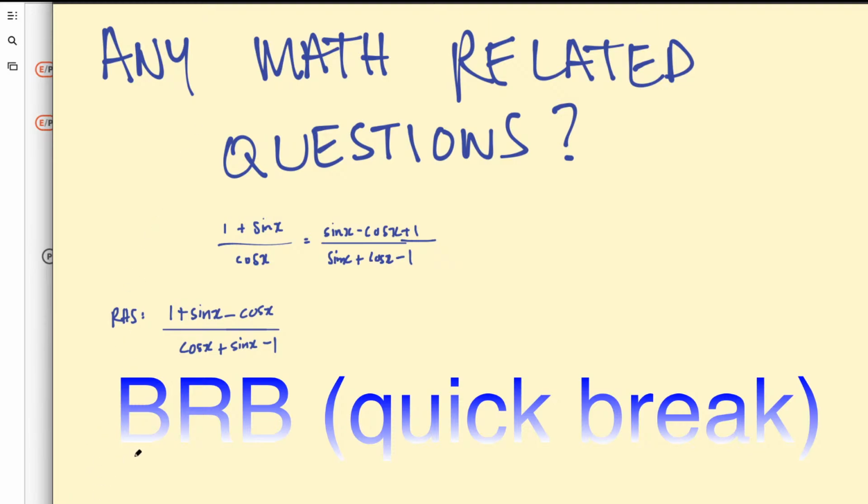Is linear programming covered in A-level mathematics? I don't think so.